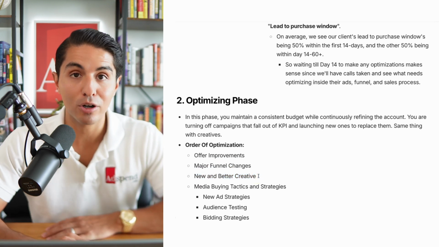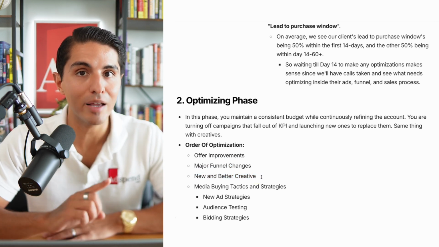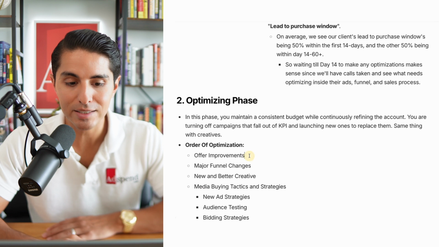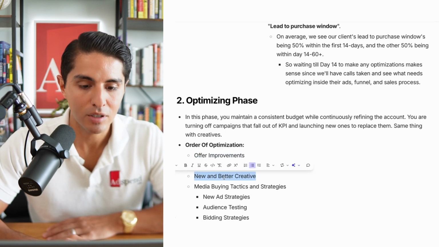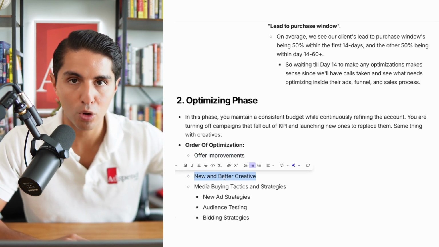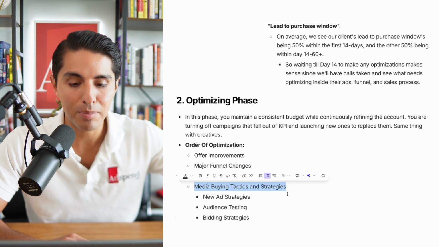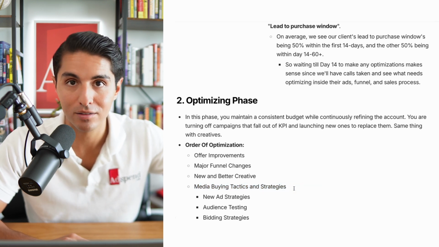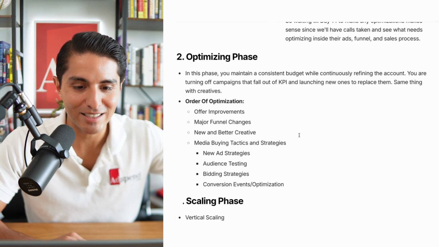Next, new and better creative. Still not media buying, new and better creative, which really ties into the offer, your messaging and your offer. So new and better creative, third order optimization. Number four, media buying tactics and strategies. Finally, there you are, media buying tactics and strategies, okay?